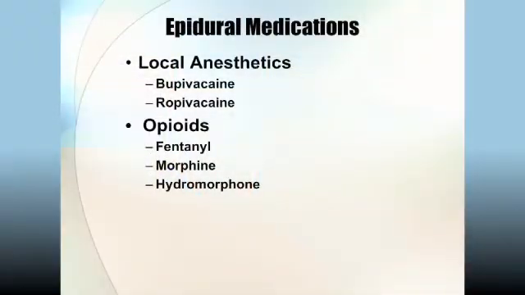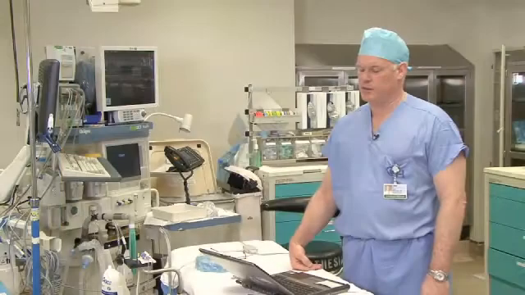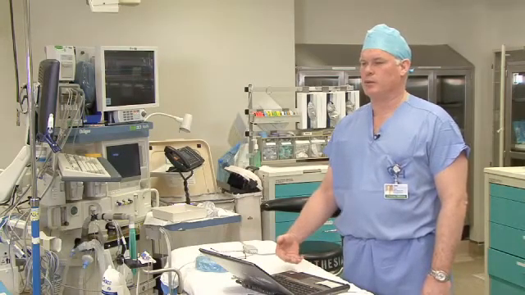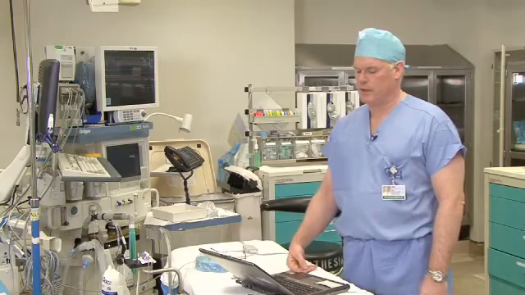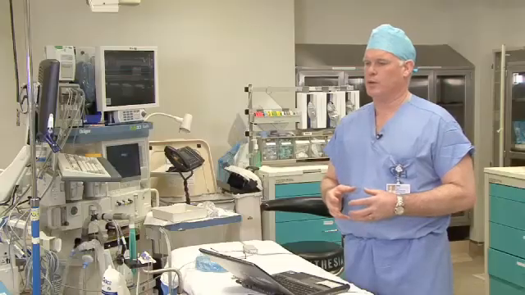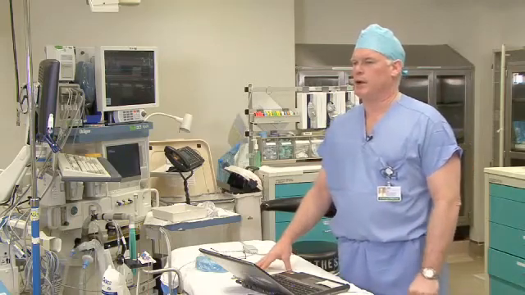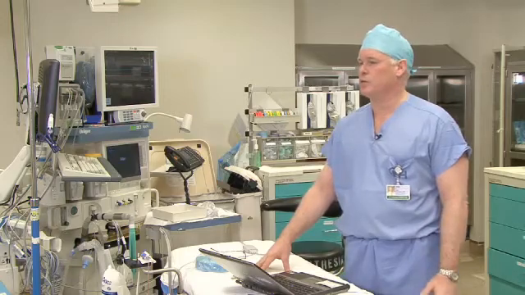In terms of the medications that we administer through the epidural, they include a local anesthetic, usually in combination with an opioid. Local anesthetics that we use include bupivacaine and ropivacaine. The narcotics that we combine with the local anesthetic include fentanyl, morphine, and hydromorphone, also known as Dilaudid. The reason we combine the two agents is so that we can minimize the toxicity associated with either agent. In terms of local anesthetics, specifically bupivacaine, there can be significant problems with cardiovascular toxicity and neurologic toxicity associated with it.